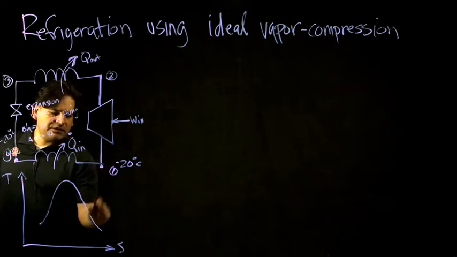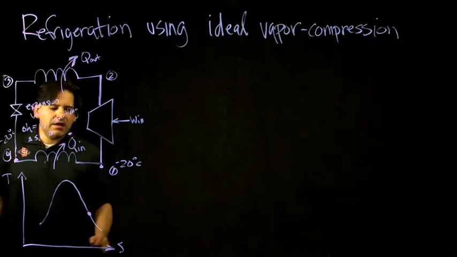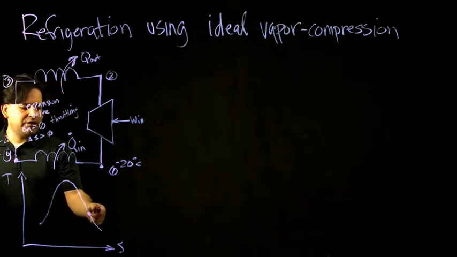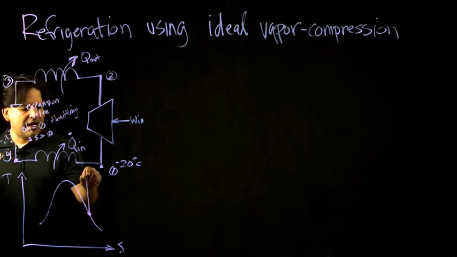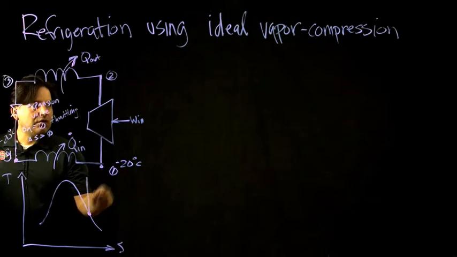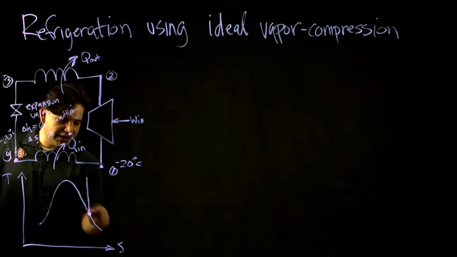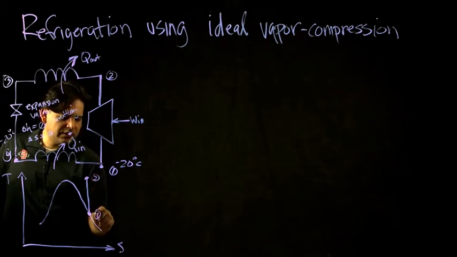So this would be state one here. It would be on the saturated vapor line, at the borderline between a mixture and a pure gas phase, superheated vapor. What you do is you compress it at constant entropy. This is an ideal vapor compression process. This is one of the ideal parts of it. It's an isentropic compression into the superheated vapor stage. This would be state two. This would be state one.